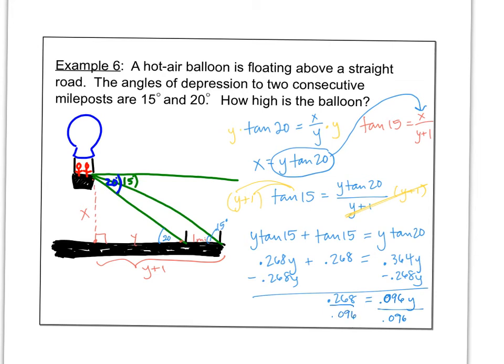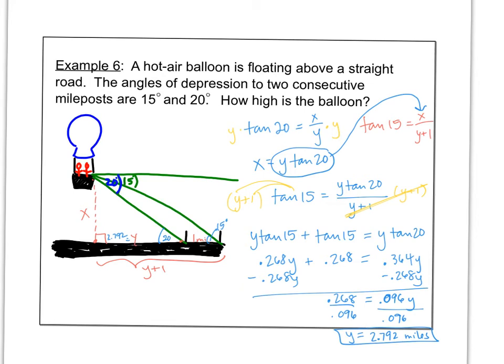and we have y equals 2.792 miles. Oh my goodness, we have a distance. Let's put that on our picture. So the distance right here on y is 2.792 miles. Now go back to your original equation.